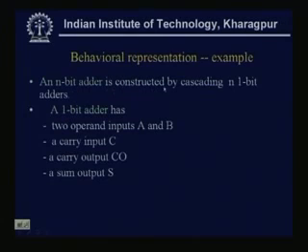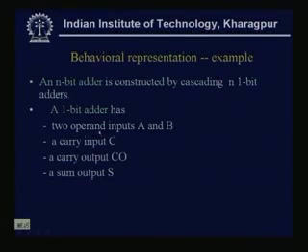So, an n-bit adder is constructed. If n equals 4, I have given the example. An n-bit adder is constructed by cascading n 1-bit adders. Now, a 1-bit adder has 2 operand inputs A and B, a carry input C, a carry output CO, and a sum output S.